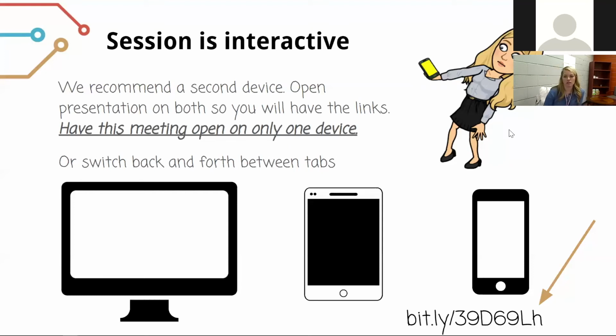You are going to be asked to do a couple activities today. So the best thing to do is to have this Zoom meeting up on one device and to have a second device with the presentation so that you can follow along and interact. However, you do not have to have two devices. It's just a little bit easier. If you only have one device, totally fine. You'll just be switching back and forth between tabs.